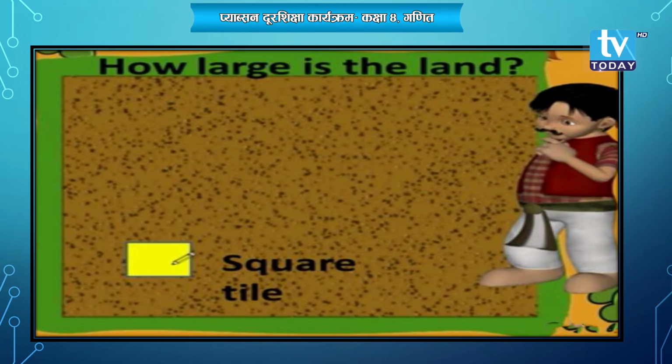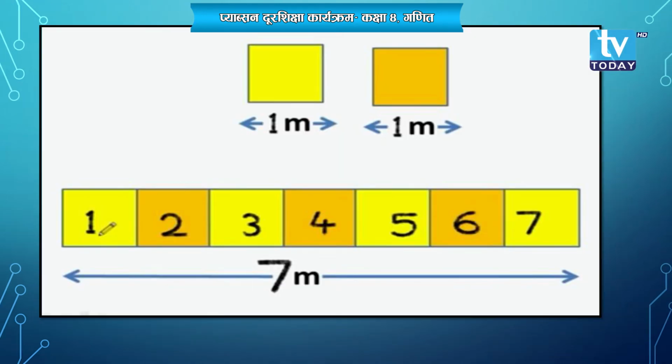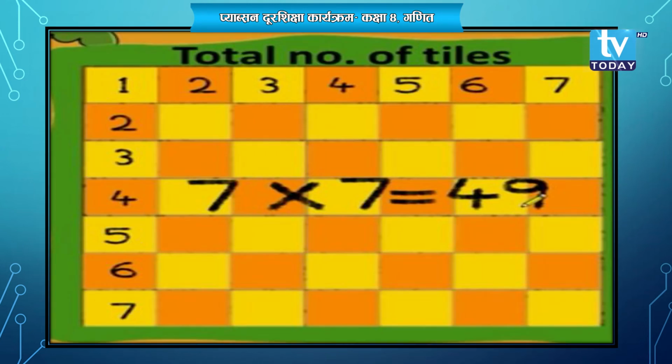Another thing, see, there is one square tile, right? He fixed that one square tile in his land, and he started to fix square tiles all over there. See, he put 1, 2, 3, 4, 5, 6, 7. Up to 7 tiles he has kept, and the land is over there. Right? Have you seen? Okay. Then after that, one side he completed.